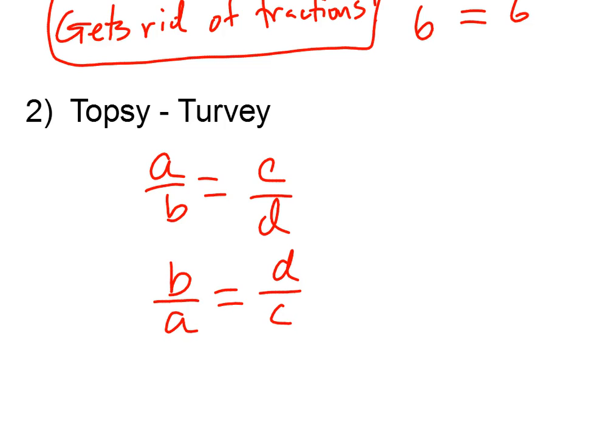Let me now give you an example of topsy-turvy. If I give you 2 over 3 equals 4 over 6, does everyone agree with this proportion?